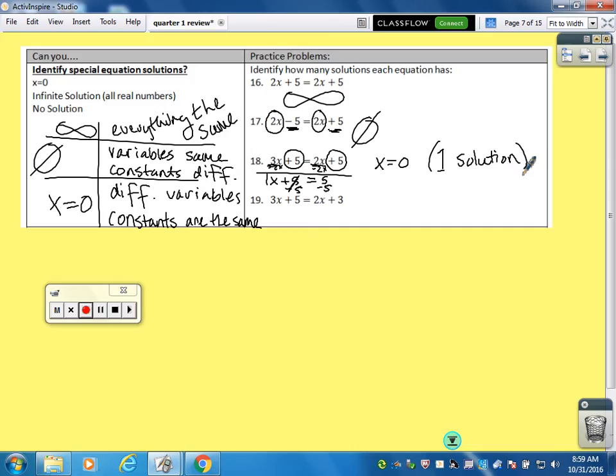And I'm writing that because that's what the directions say. It says identify how many solutions. And it has one and the answer just happens to be 0. Now this one down here, we've got different variables and different constants. That's just a normal equation, so that one must just have one solution. So x is equal to some number out there, but it didn't ask us to solve, so that's where we're going to hold off on that.